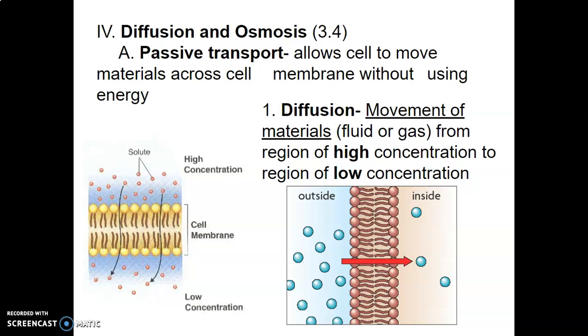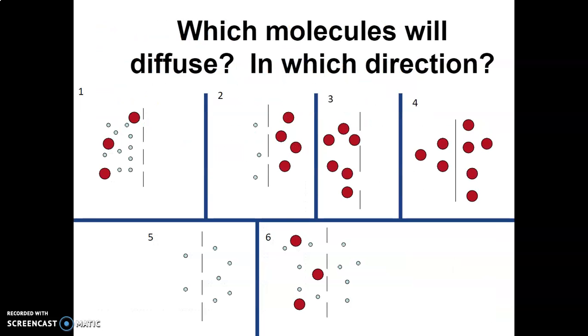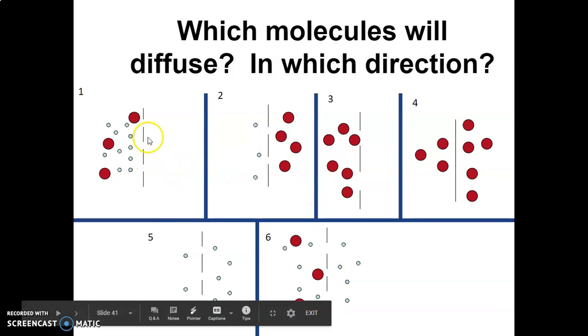Diffusion is when it moves from that higher concentration to lower concentration. We talked about concentration gradient, where it's trying to equalize both sides. We're trying to get equal value or equal volume on each side of it. Carbon dioxide, oxygen, it tries to do those. We looked at this little thing about which one's moving which way.